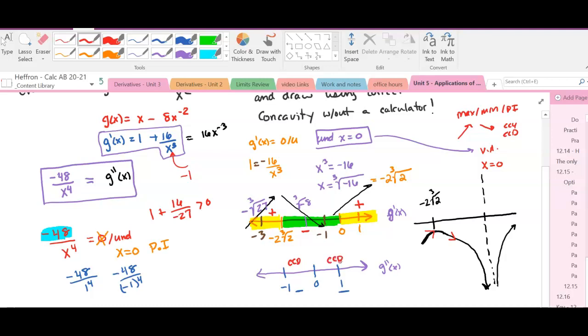on both sides, and that seems to make sense because notice what we have here. This appears to be concave down. This appears to be concave down. But there's still a little bit more that I can find out.